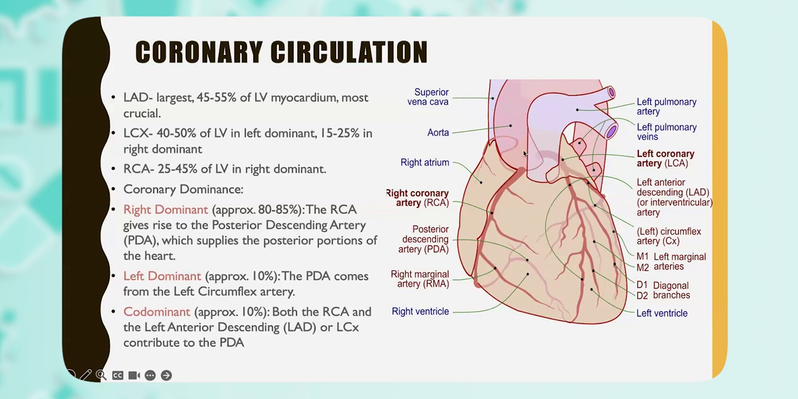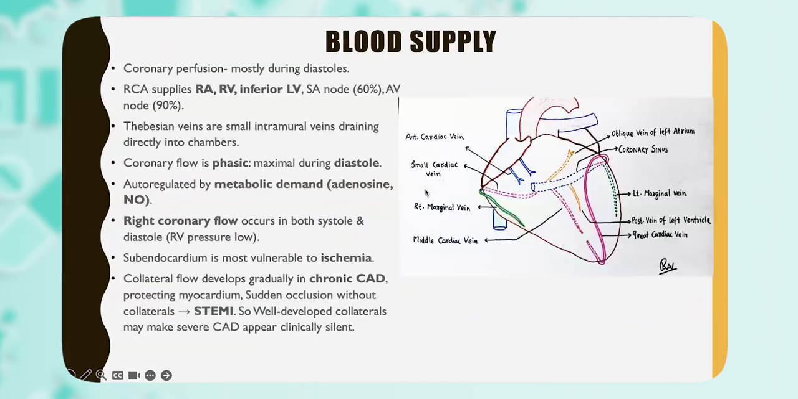So what is the third sinus? It's the non-coronary sinus, which is placed posteriorly. Usually no coronary arteries come through that. Coronary perfusion, as I mentioned, is mostly during diastole. RCA supplies RA, RV and inferior LV.